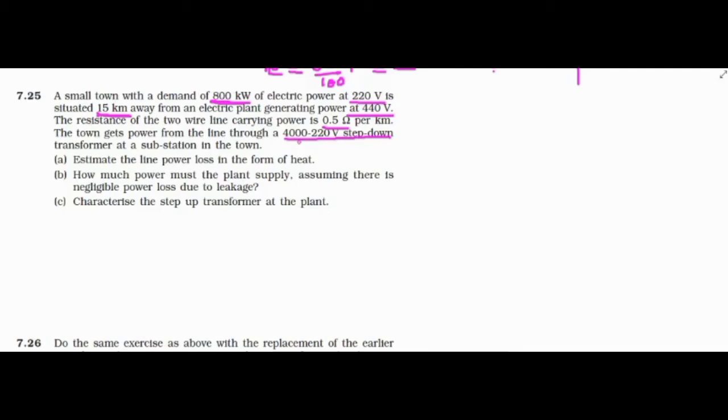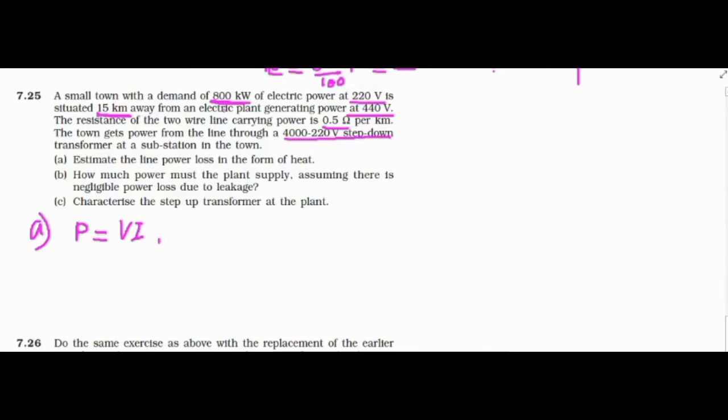Now part A, estimate the line power loss in the form of heat. So let's see part A. How can we calculate the line power loss? The power required in the town is 800 kilowatt. That means 800 kilowatt of power reaches the town. So we use the formula P is equal to VI.